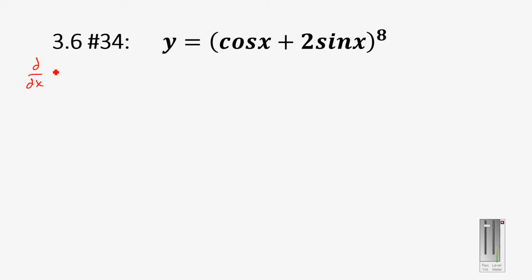So d/dx of f of g of x, my composite function, is equal to f prime of g of x, leave the inside alone, times g prime of x. I always think that's a really good idea, just to write that down and make sure you have that down before you get started.